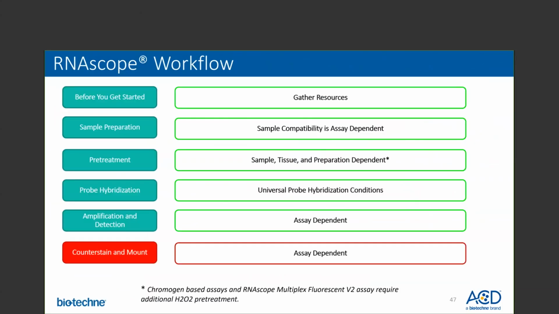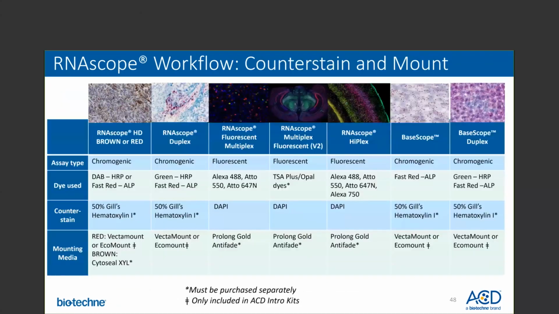Lastly, we will discuss counterstaining and mounting your samples. We recommend 50% Gill's hematoxylin 1 for counterstaining of the RNAscope and BaseScope singleplex and duplex chromogenic assays. For fluorescent-based assays, DAPI is provided in the kits for nuclei counterstaining. We recommend xylene-based Cytoseal XYL for the singleplex brown assay.